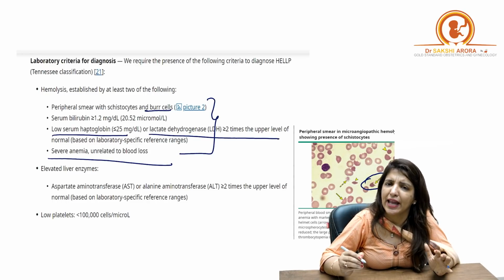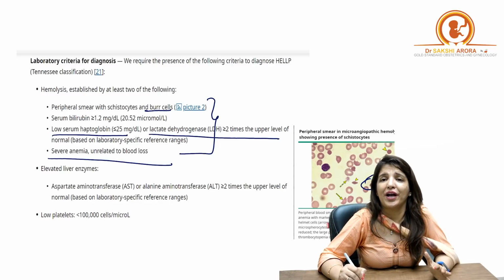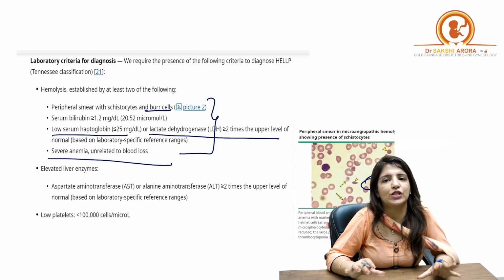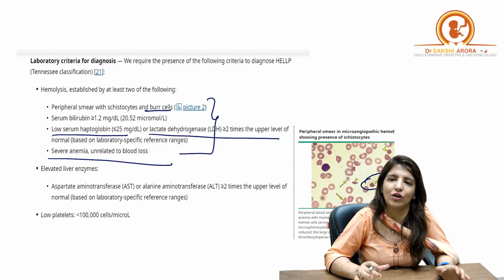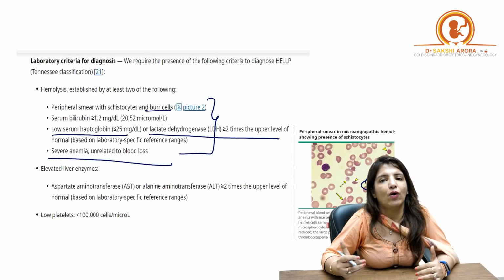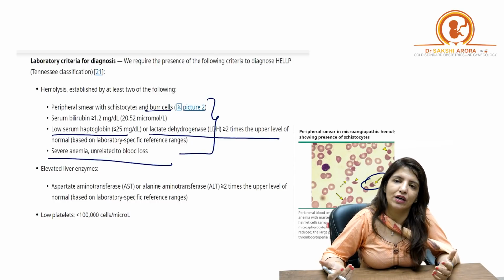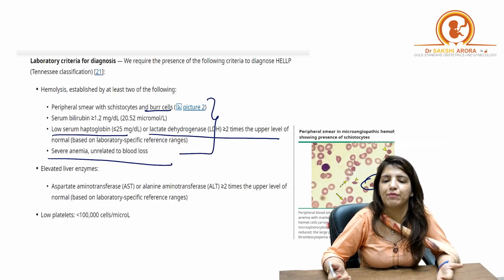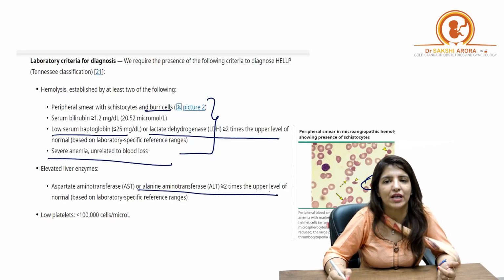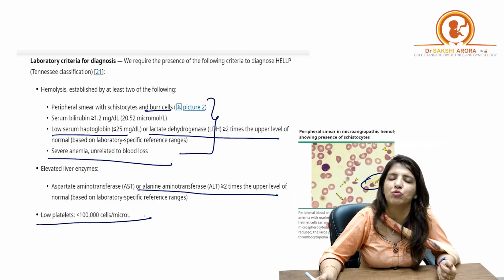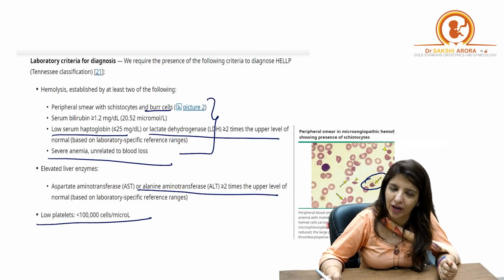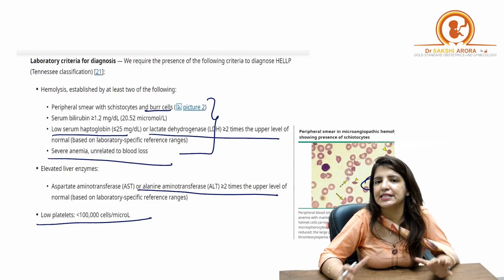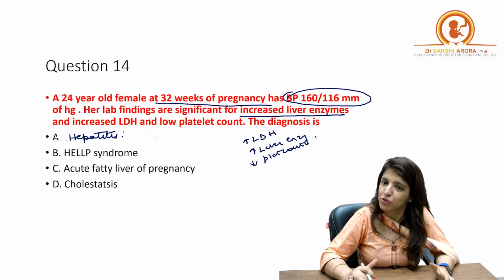So if there is any of these four, then any two of these four, then we say that yes, hemolysis is present. Now, liver enzymes, EL is elevated liver enzymes, where the liver enzymes are raised to more than 2 times their normal value, and LP is low platelet count, that is platelet count less than 1 lakh. Right? So this is Tennessee's criteria for diagnosing HELLP syndrome.